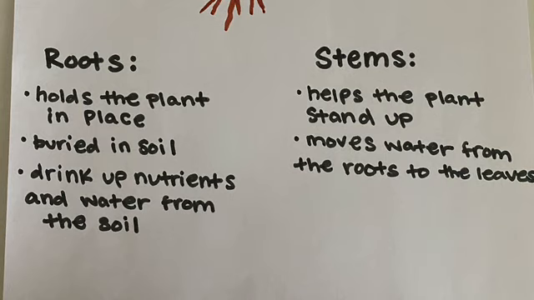And the second part is the stems, which are actually above the ground, and these also help the plant to stand up. So without the stems, the plant would be kind of tipping over to the side, kind of sagging, but the stems are strong and can hold up the rest of the plant. And the purpose of the stems is to move water from the roots to the leaves, so it connects the roots and the leaves. So this is another important plant structure that we should include in our notes.